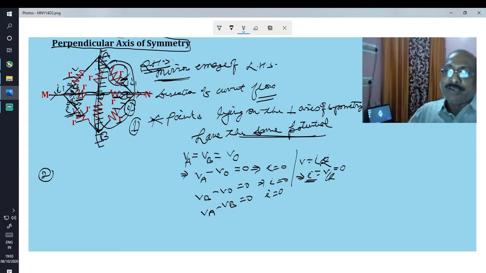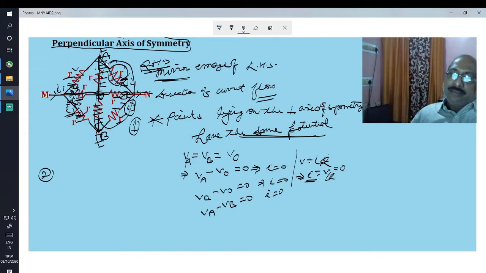So here we are observing I1 is flowing here, I1 is flowing here, I2 is flowing here, I2 is flowing here, I3 is flowing here, I3 is flowing here. I1 is not getting divided at the point A, I2 is not being divided at the point O, I3 is not getting divided at the point B.